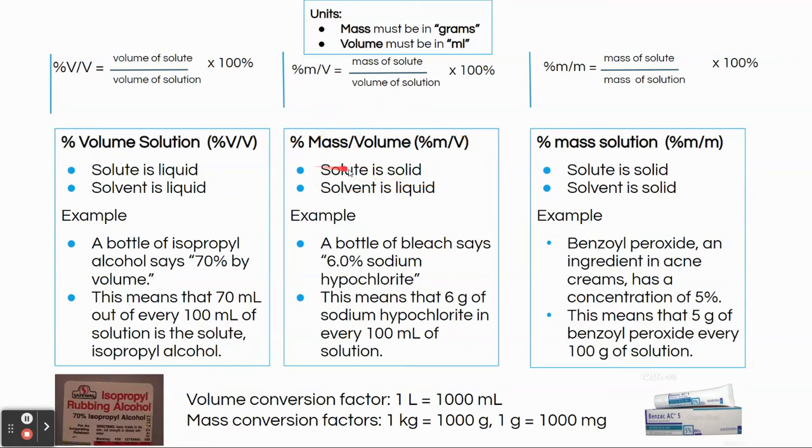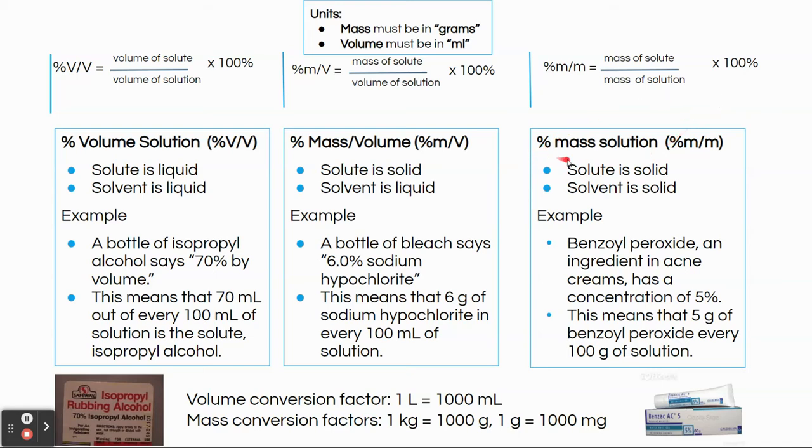So over here, our percent mass volume is when your solute is a solid and your solvent is a liquid. If you look at bleach, it will say 6% sodium hypochlorite. What that basically means is for every 100 milliliters of solution that you have, 6 grams is going to be sodium hypochlorite in the bleach.